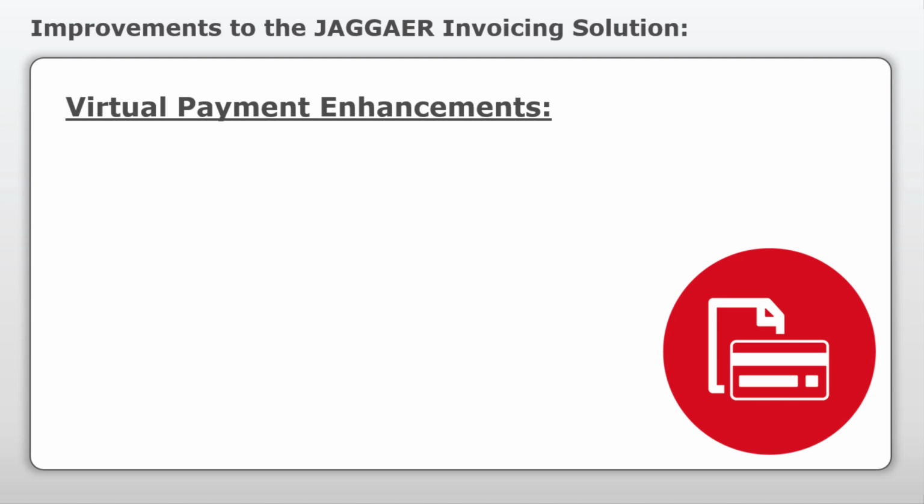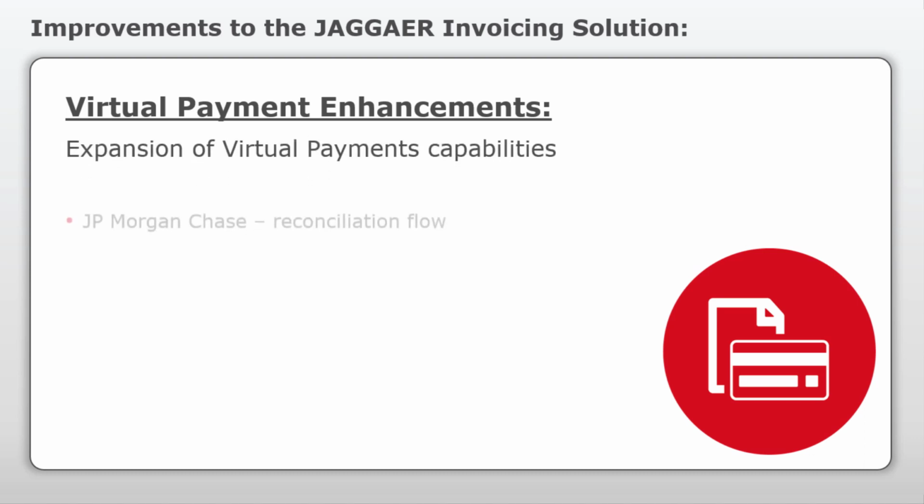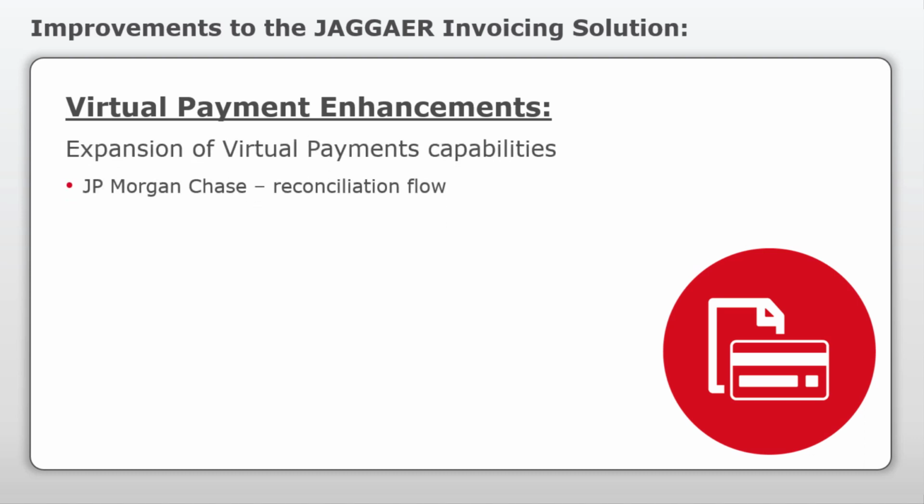We're expanding our virtual payments capabilities as well. With JPMorgan Chase in 19.3, we just had card issuance but are adding a new reconciliation flow so the payment status is updated. And we have a brand new integration with Discover, which supports virtual card issuance for U.S.